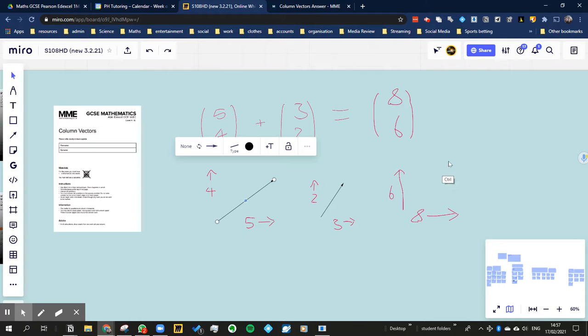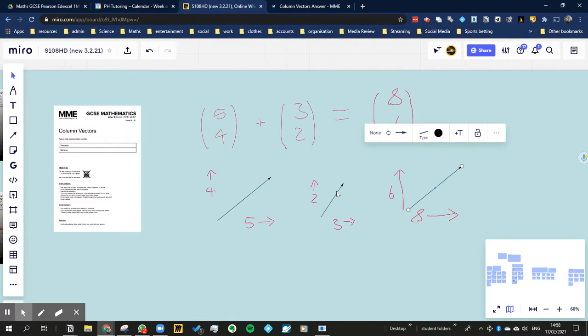You grab the, let's try that again. I want to move it if I can. I'll try with my mouse. Okay, let's try that again. That's better. So what you do is you would take that one, and then you would take this one, and you would stick them end to end. Like that. And the resultant vector would be from here to there.